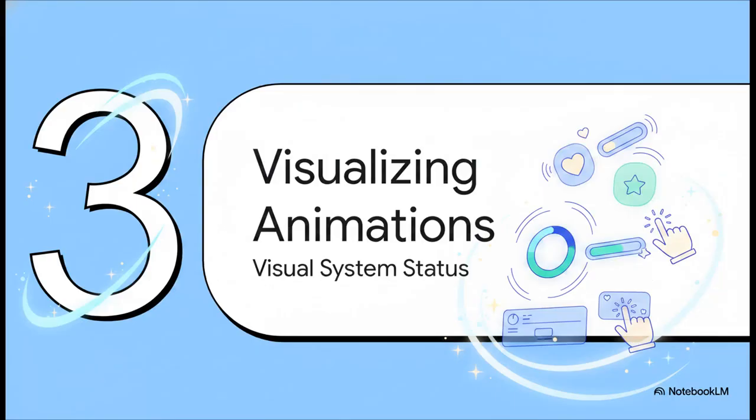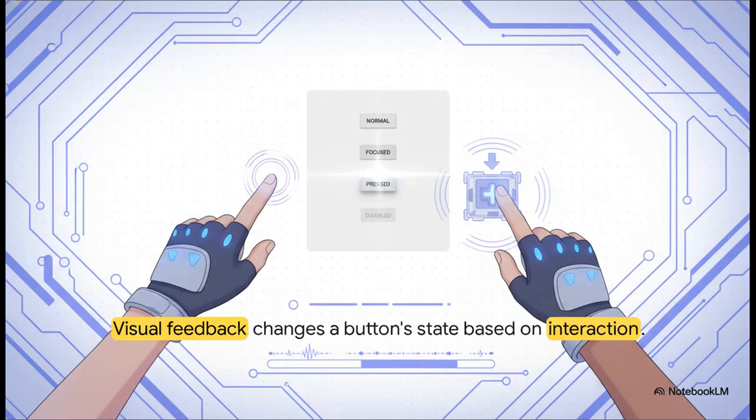Section 3. Visualizing with microanimations, creating visual system status. What's super interesting to look at here is how a simple drop shadow and color shift can completely transform a flat digital box into what feels like a tangible object. You can see how a button smoothly transitions from normal to focused, then depresses physically when pressed and grays out when disabled, instead of just snapping instantly from one state to another.